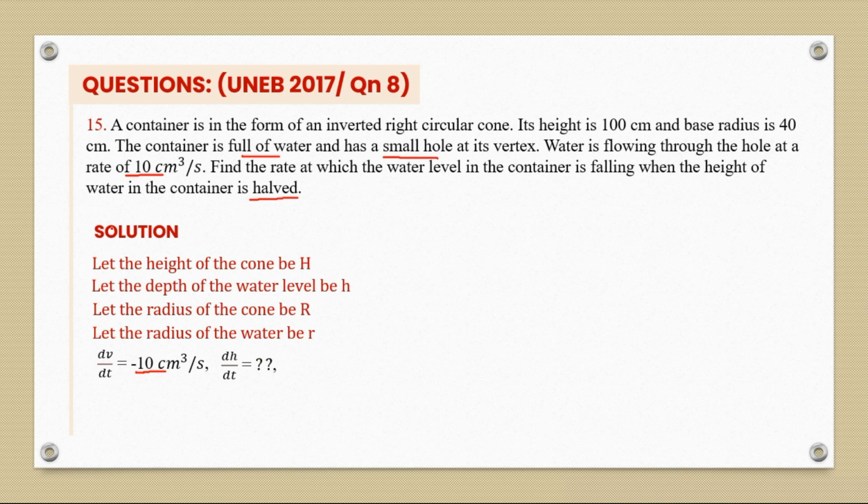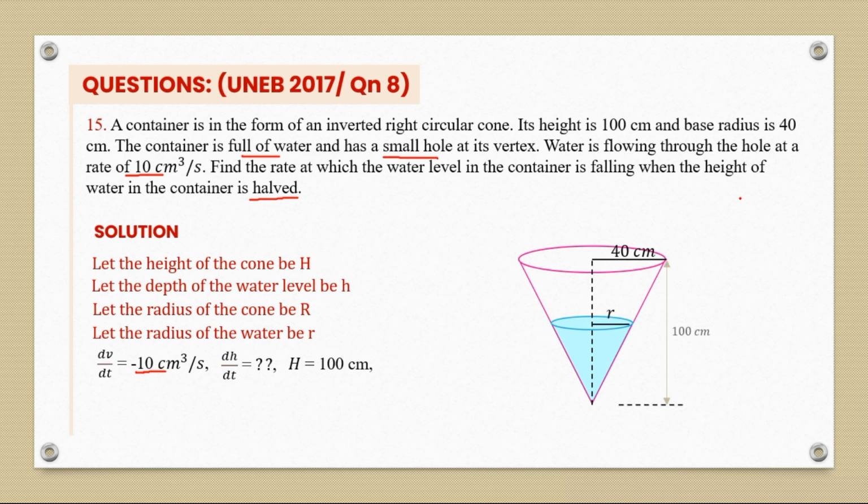Then we're told to find the rate of change of the water level, so we're looking for dh/dt. Next, we've been told that the height of the container is 100 centimeters and its base radius is 40 centimeters. So we're going to plug that into our container. This is our container right here. The height of the container is 100 centimeters, its radius is 40 centimeters. Now small r is the radius of the water at any point, and small h is the height of the water at any point.